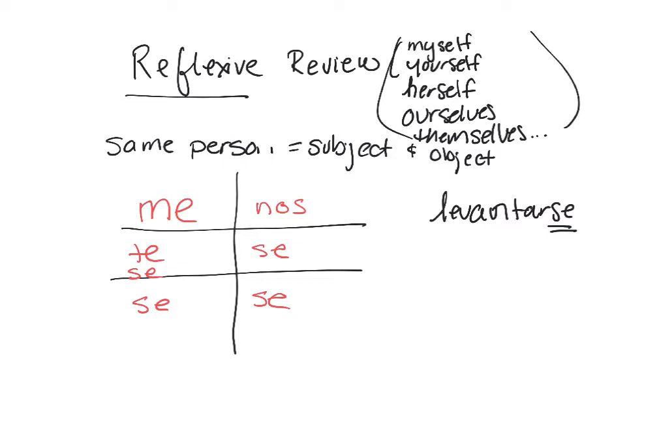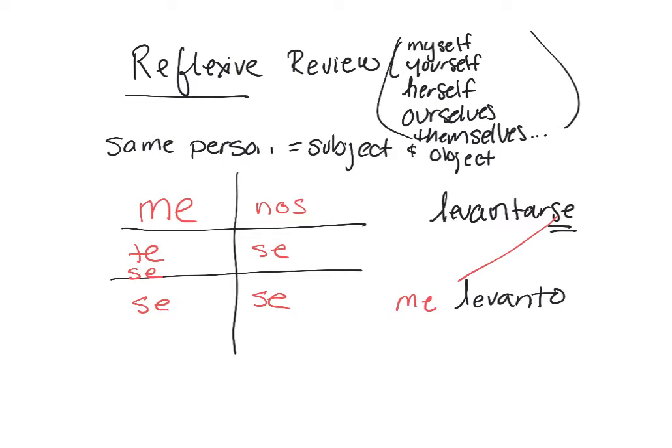So when we did our reflexive, we took the se, we turned it into a me if the subject were me, and then we conjugate a verb for that, levanto. So those are our reflexive pronouns. Our reciprocal actions are going to look a lot like that, but be a little bit different.